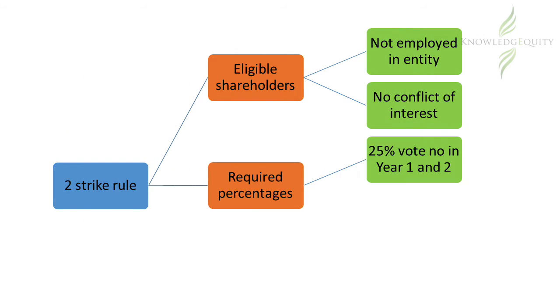You also need to note the percentages required to successfully initiate the Two-Strike Rule. 25% of eligible shareholders need to vote no to the remuneration in Year 1 and in Year 2. At the same meeting in Year 2, 50% of eligible shareholders need to vote in favour of the spill.